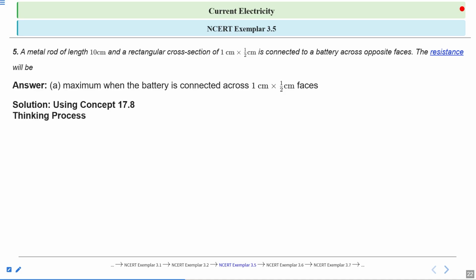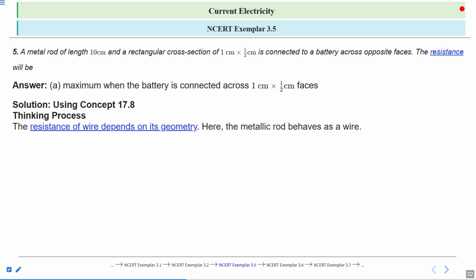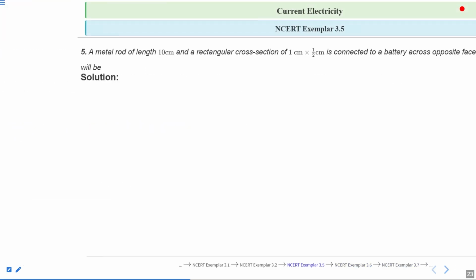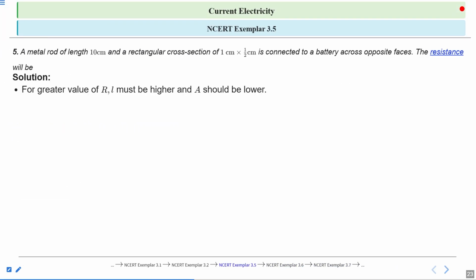What is the thinking process for this question? The resistance of the wire depends on its geometry. Here the metallic rod behaves as a wire. So let's see the answer. The resistance of the wire is given by R equal to rho L by A. For greater value of R, L must be higher and A should be lower.